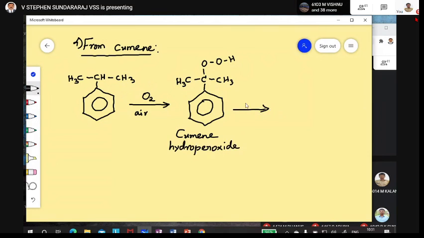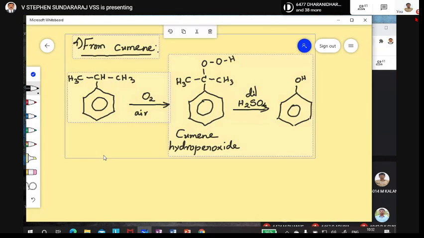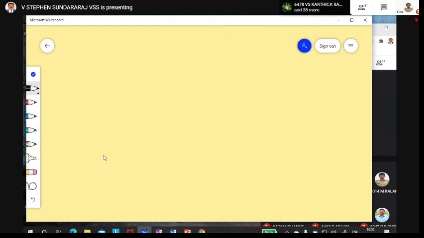And here you just use acid hydrolysis by using dilute sulfuric acid, and it will become phenol. Simple step. But the only thing you have to remember is the cumene structure and the cumene hydroperoxide. Completed. And if I give some more reactions, you can note them down separately if you want.